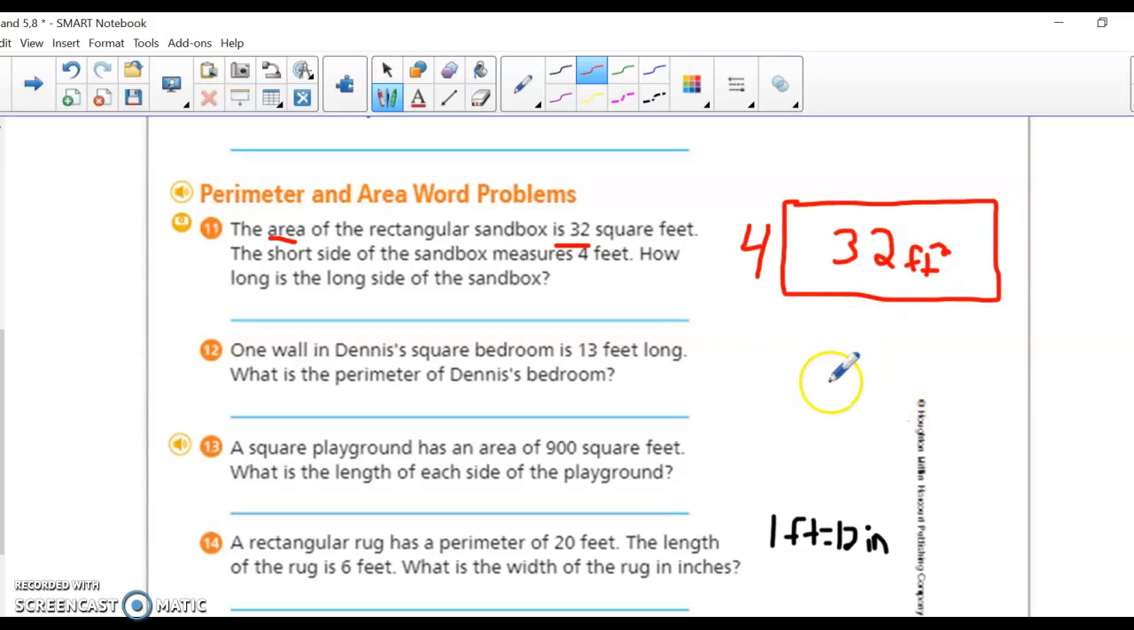And so now my equation would be, I'm just thinking, what is this long side? So 4 times something, right? Or you could put 4 times y is equal to 32. And that's what's in this box is going to be your long side that you don't know, okay? For this one, you'll have to do some converting. Remember, 1 foot equals 12 inches.